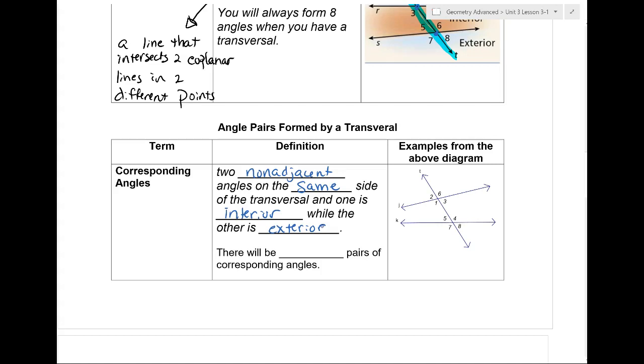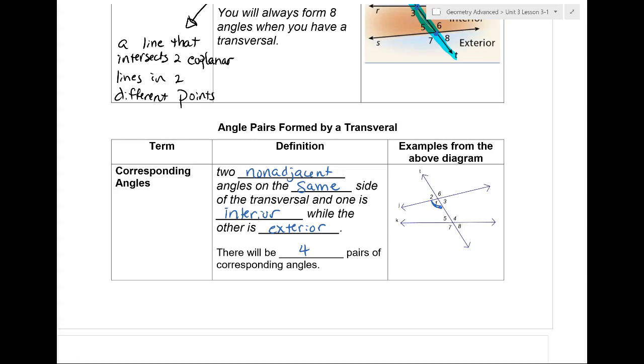All right, so we need to be working with this. And if you do it right, if you have 2 lines and a transversal intersecting them, you're going to end up with 4 pairs of corresponding angles. So work with me for a moment. Let's look at angle 1. You guys agree with me? Angle 1 is an exterior angle, right? Now, I have to have a non-adjacent angle, and it has to be interior. So I have an interior and exterior. Angle 2, is that adjacent to angle 1?